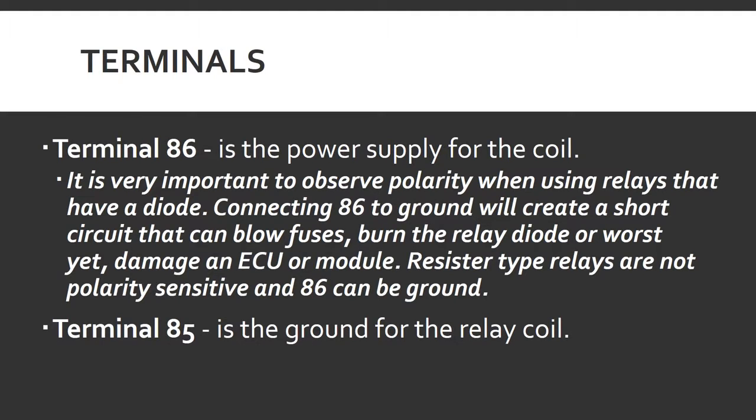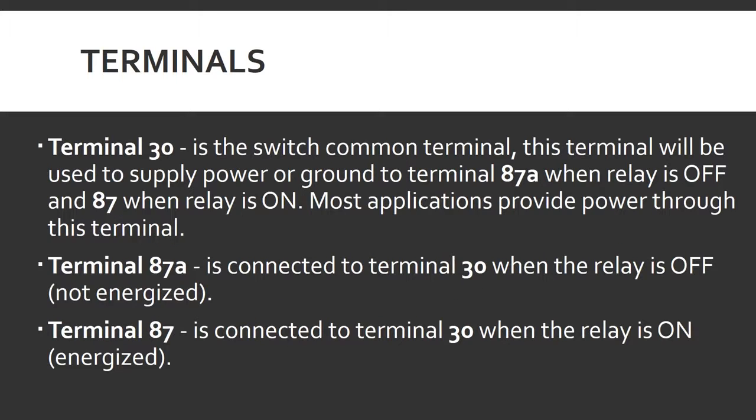Terminals. Terminal 86 of the relay is the power supply for the coil. Terminal 85 is the ground for the relay coil. Terminal 30 is the switch common. This terminal is the one that will supply power or ground to terminal 87A when the relay is off, and to terminal 87 when the relay is on.